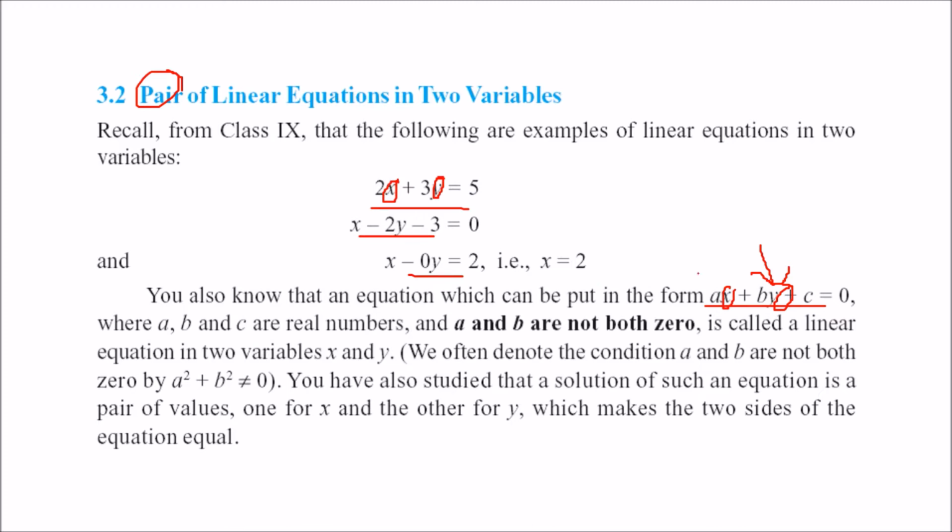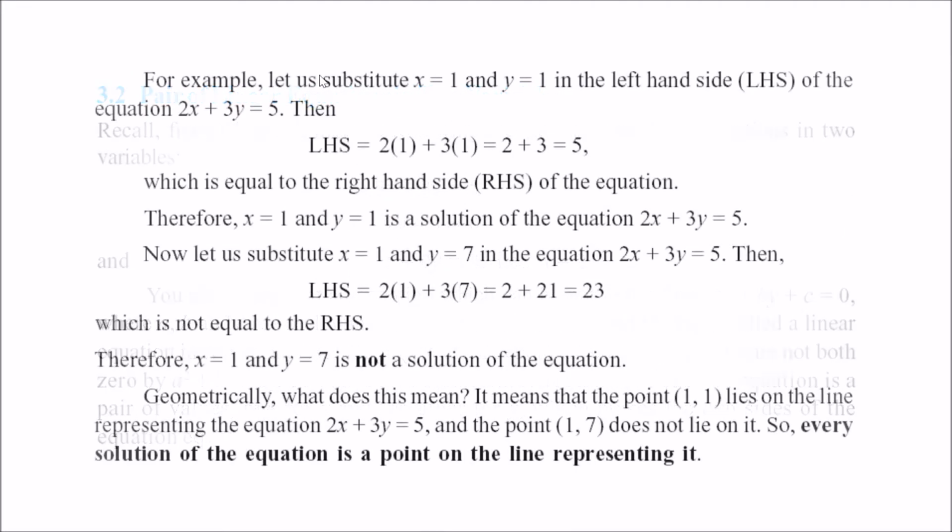And one more thing, this a and b cannot both be 0. Why? If a is 0, we will be left with by plus c equal to 0. This is not a proper linear equation in two variables, and we will not be able to solve it properly.